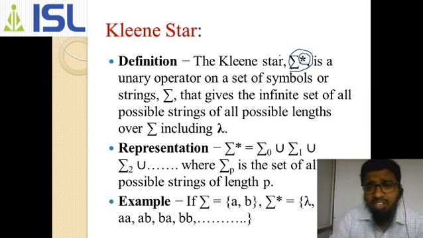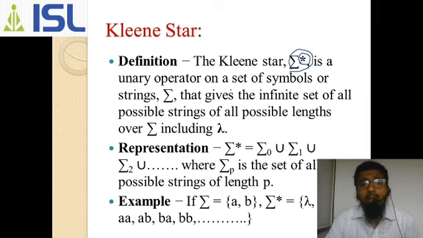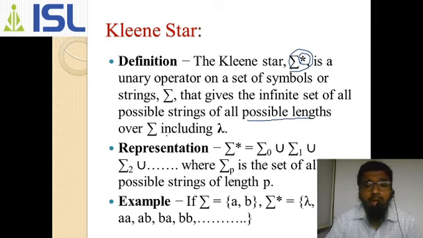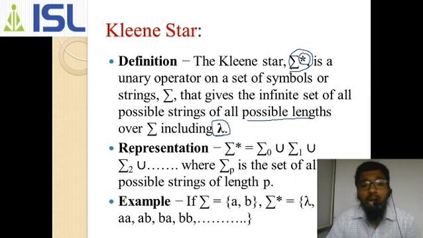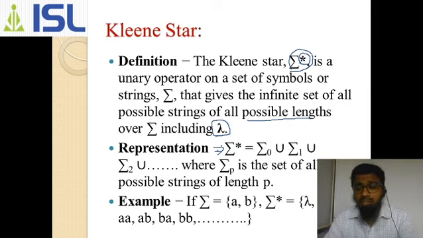So the Kleene Star helps us get the infinite set of all possible strings of all possible lengths over sigma, including lambda. Why are we using lambda? Because if the empty string is there, we will use lambda. Here is how it is represented: sigma star is equal to sigma 0 union sigma 1 union sigma 2. What is this sigma 0? I will tell you.